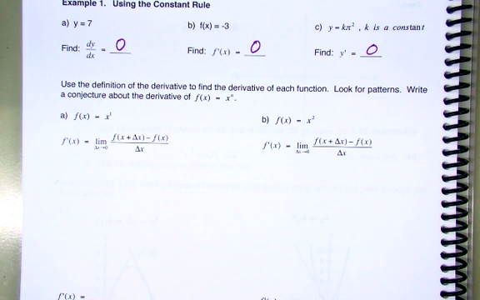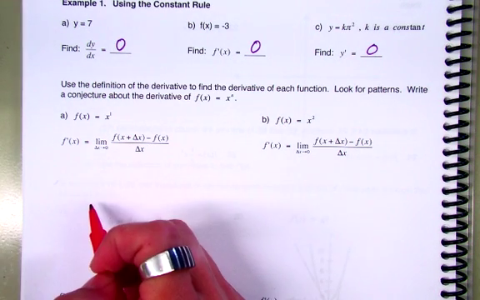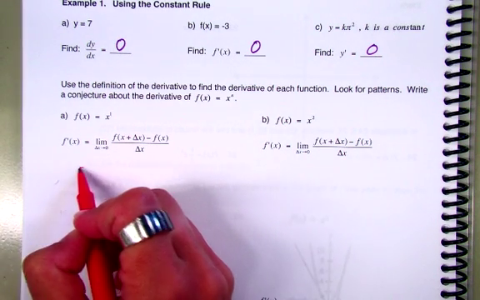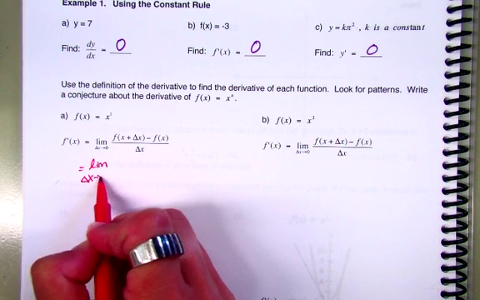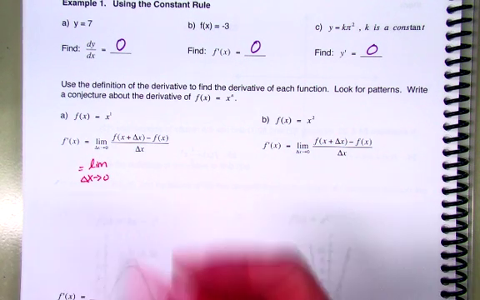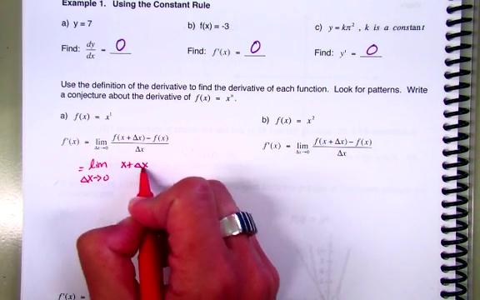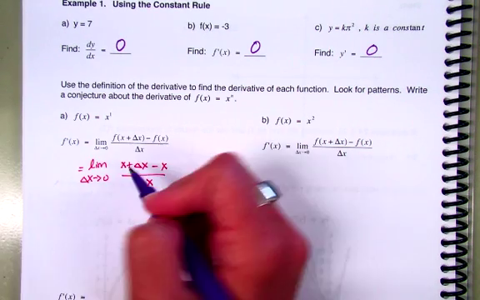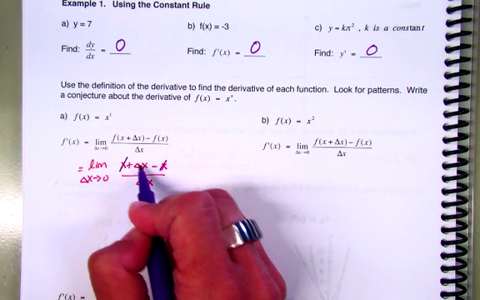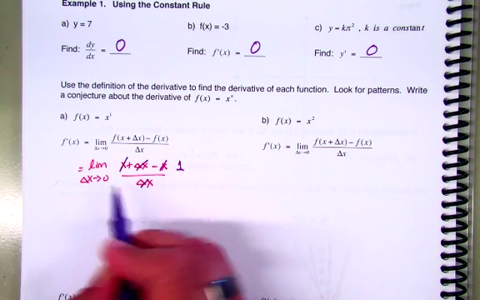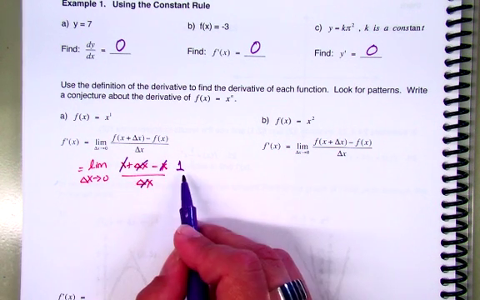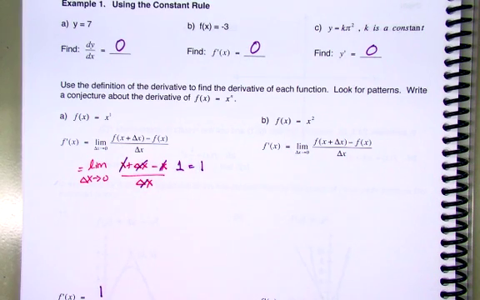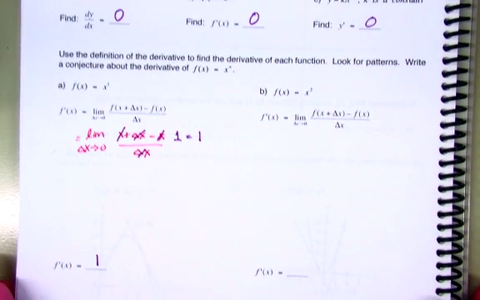Okay, so let's do this first one. If f of x equals x to the first, let's use the definition of derivative to figure out our derivative here. All right, so we'll take the limit as delta x approaches 0. f of x plus delta x is just going to be x plus delta x, minus f of x, that's just x. This is a nice easy one. Delta x over delta x is just 1. And so the limit as delta x approaches 0 of 1 is just 1. And so f prime is just 1.